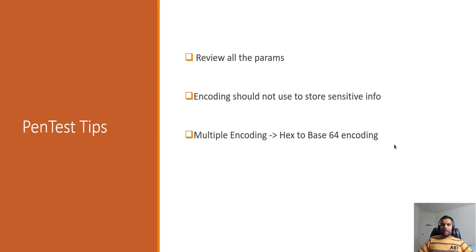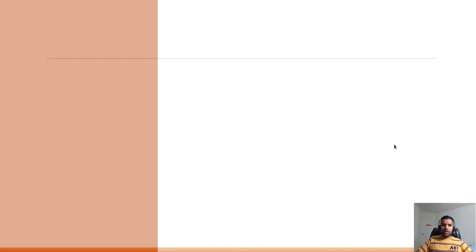But never ever send any cookie information like JWT or session tokens in the URL or in the response, and also never store any sensitive information in the JWT token, because that's something the attacker can easily decode and see all the information.